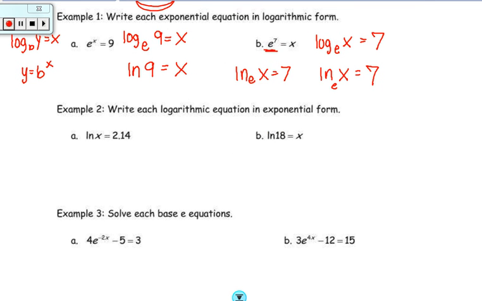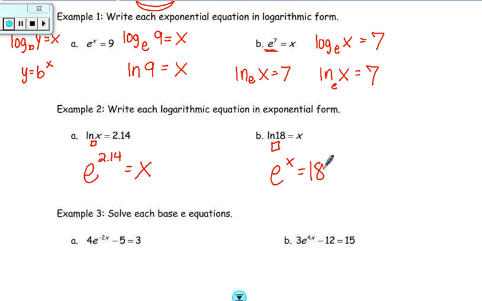Okay? So let's go from a natural logarithm to an exponential. What is the base down here of a natural logarithm? It's e. e to the exponent 2.14 equals x. e to the x equals 18. Base, exponent, what it equals.